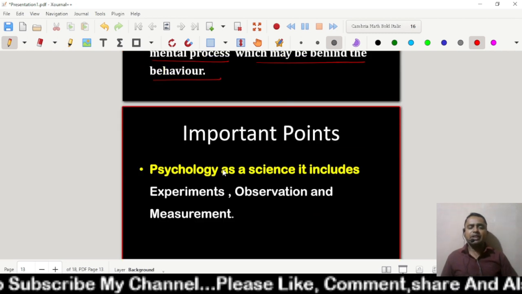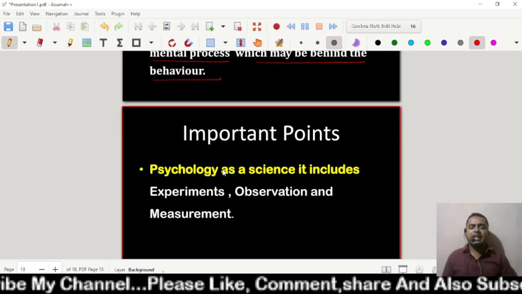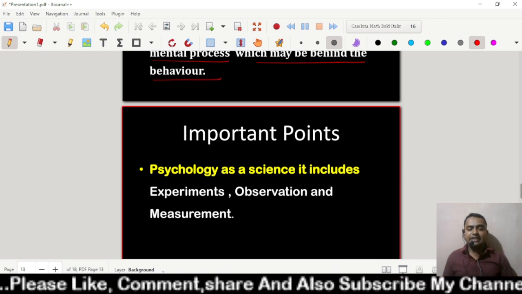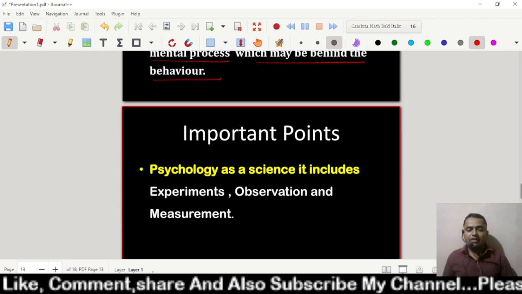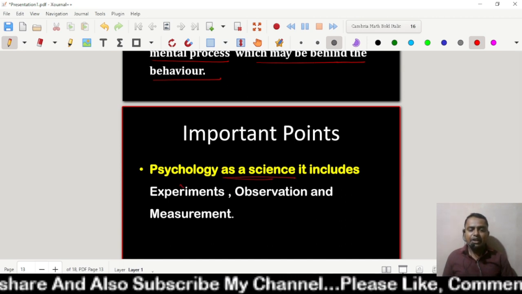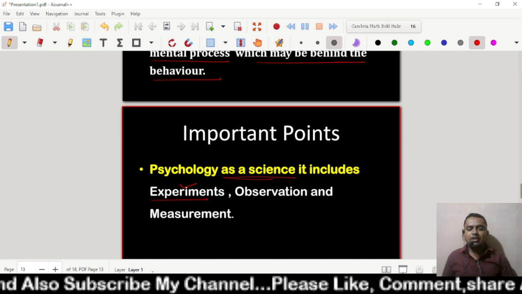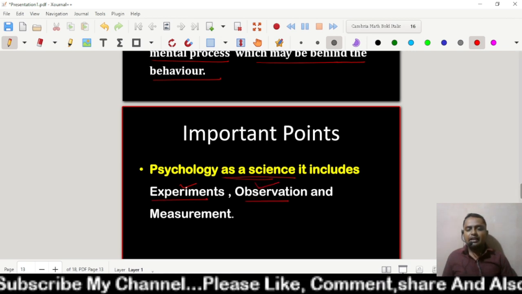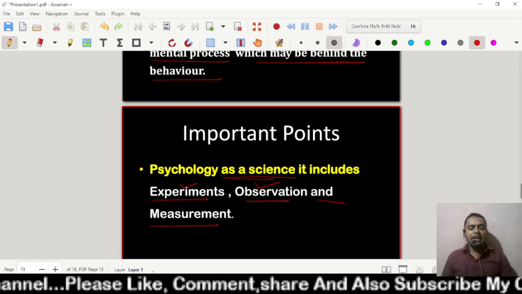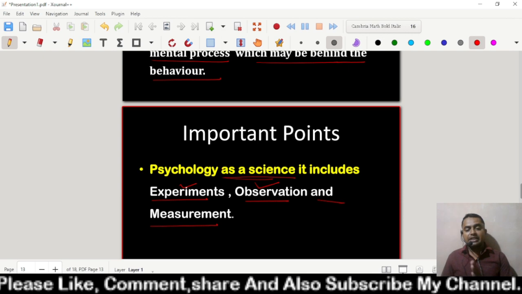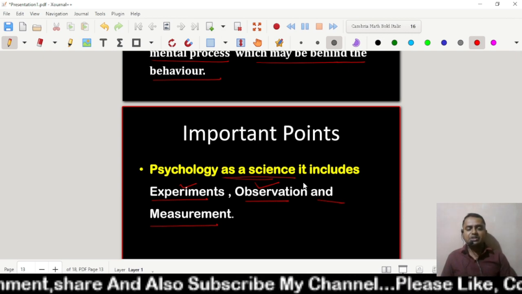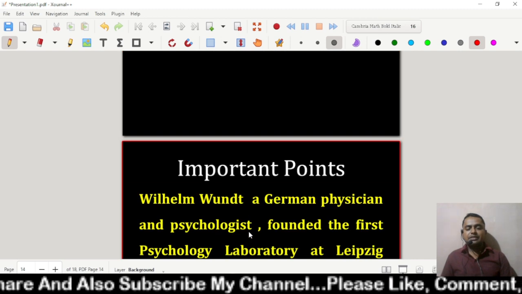And the next point is psychology as a science. The word science, I want to make clear here. If the word science comes, it includes experiments, observations, and measurement. Psychology as a science means it includes experiment, observations, and measurement.